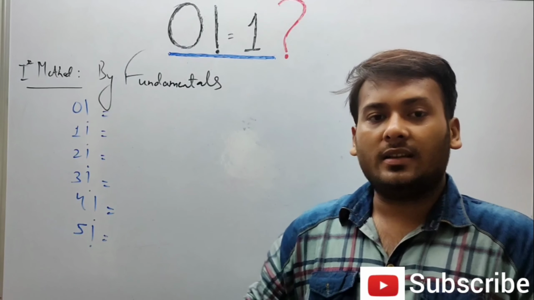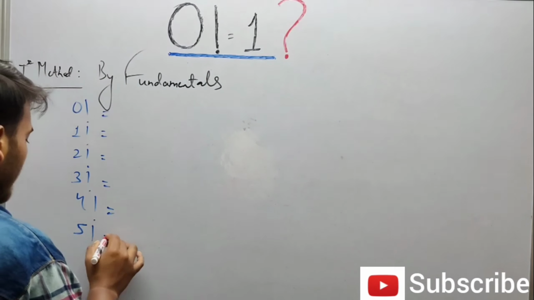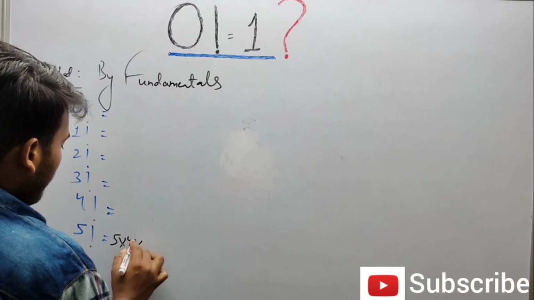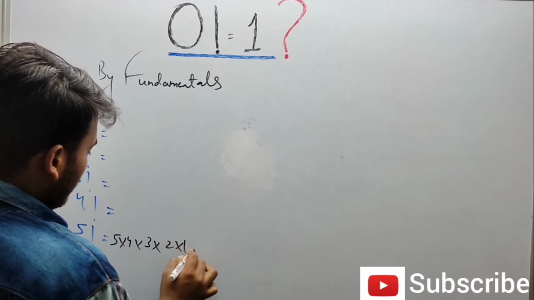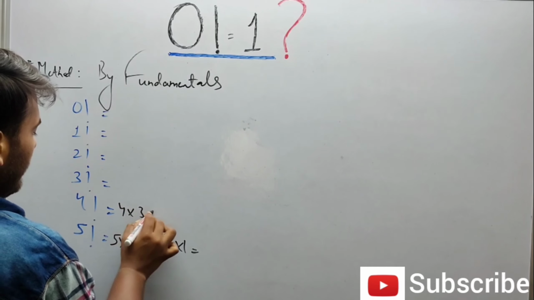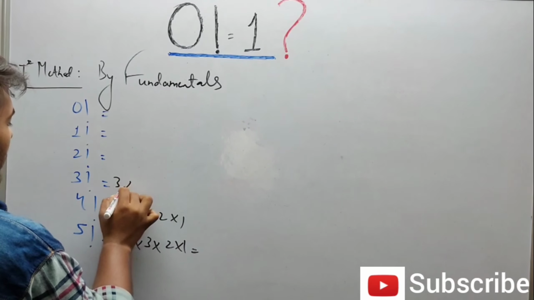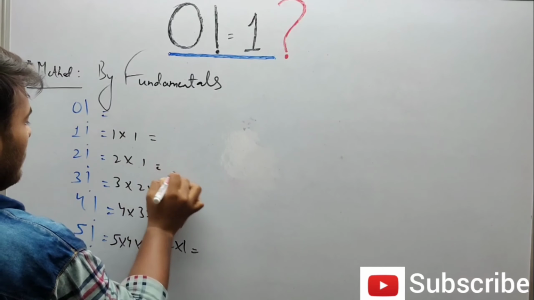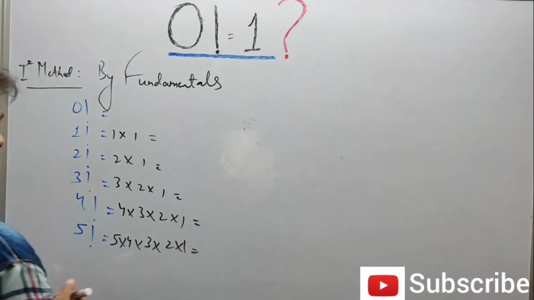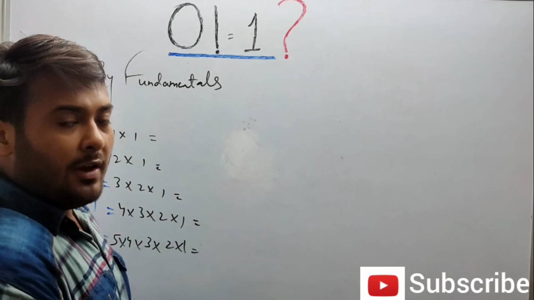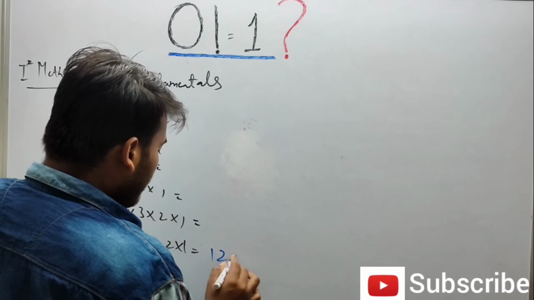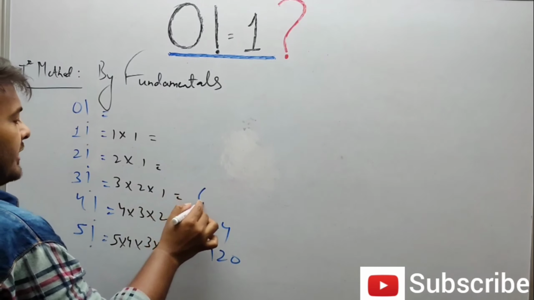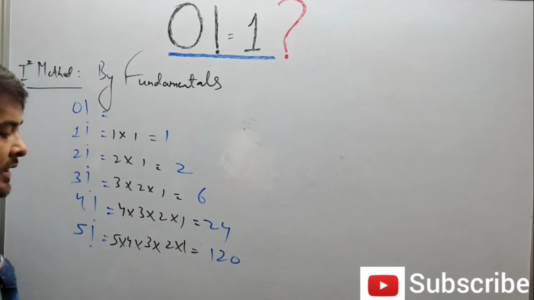Alright, so 5 factorial is 5 into 4 into 3 into 2 into 1. 4 factorial is 4 into 3 into 2 into 1. 3 factorial is 3 into 2 into 1, 2 factorial is 2 into 1, 1 factorial is 1. Tell me, what is the value of 5 factorial? It is 120. 4 factorial: 4, 3 is 12, 2 is 24. 3 factorial is 6, 2 factorial is 2, and 1.